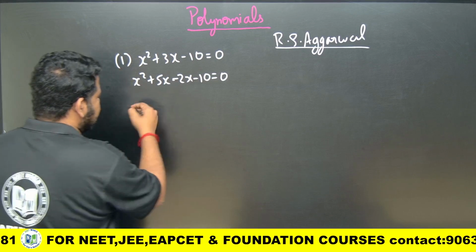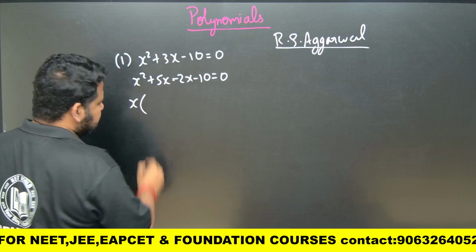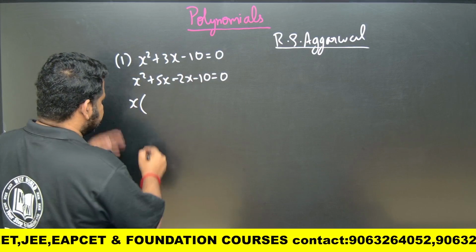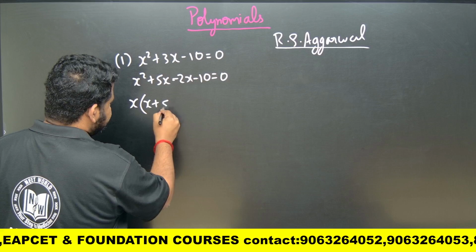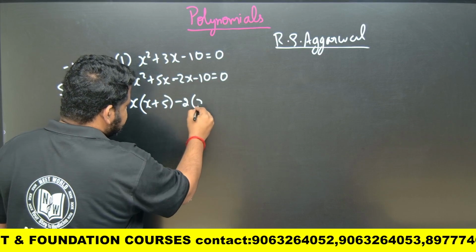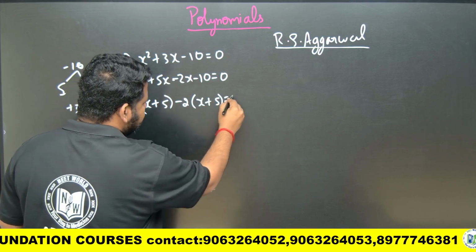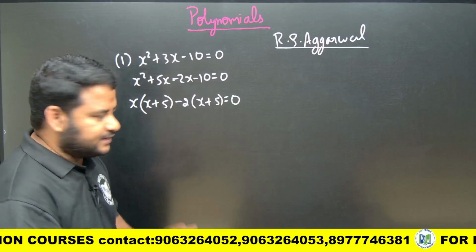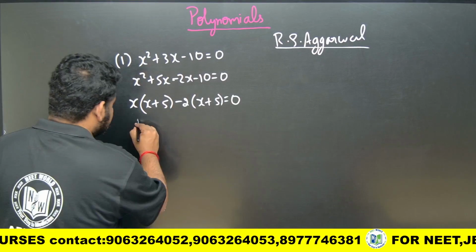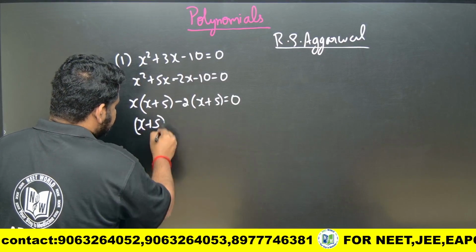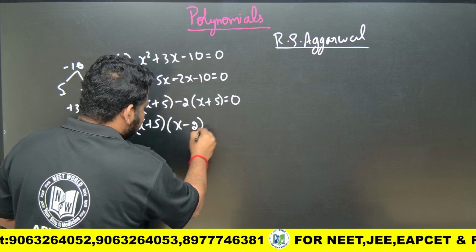Now what is left? It becomes easy now. The same procedure we have to follow. What I have to do? I have to take x common, x into x plus 5 minus 2 into x plus 5, that is equal to 0, right? Now what I should take? I should take common things, x plus 5, then I have to take x minus 2. This is equal to 0.